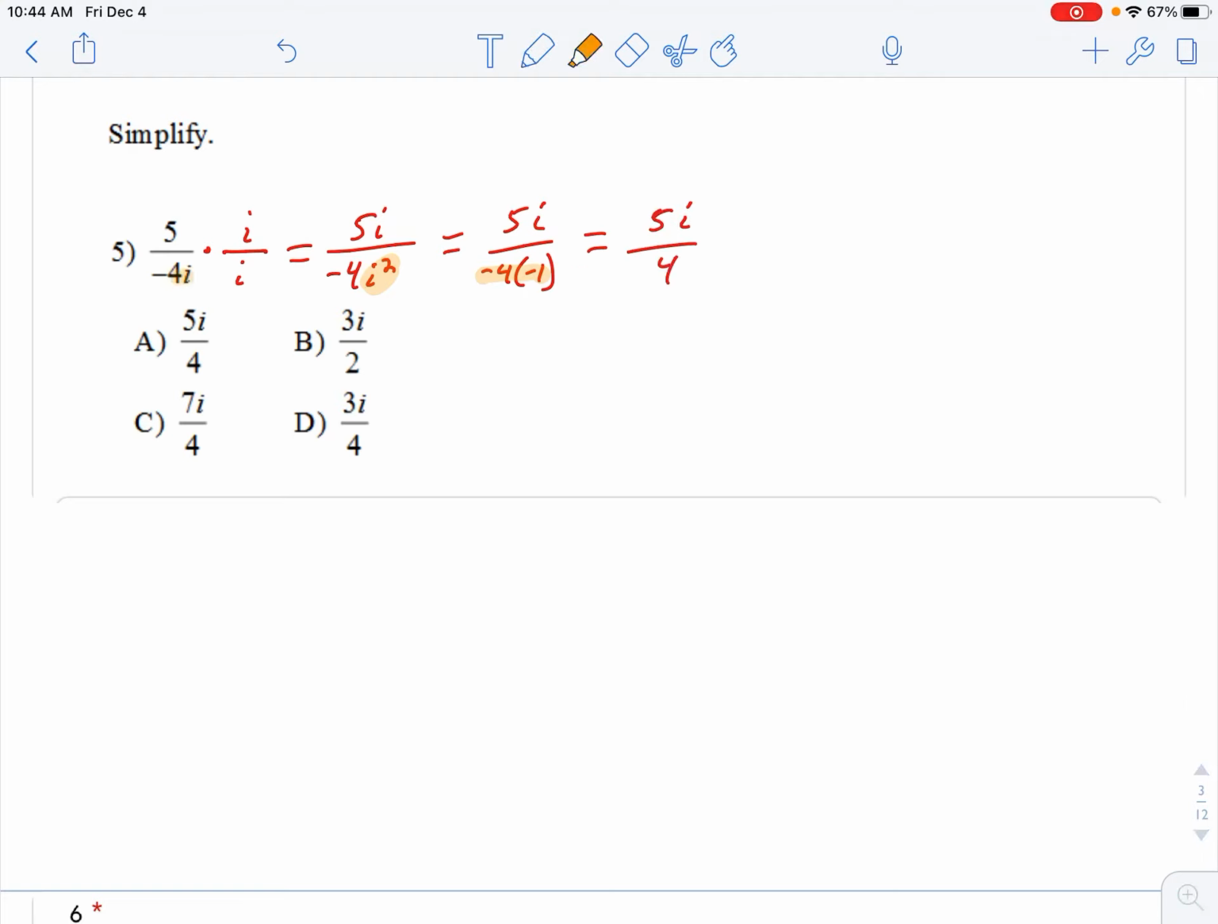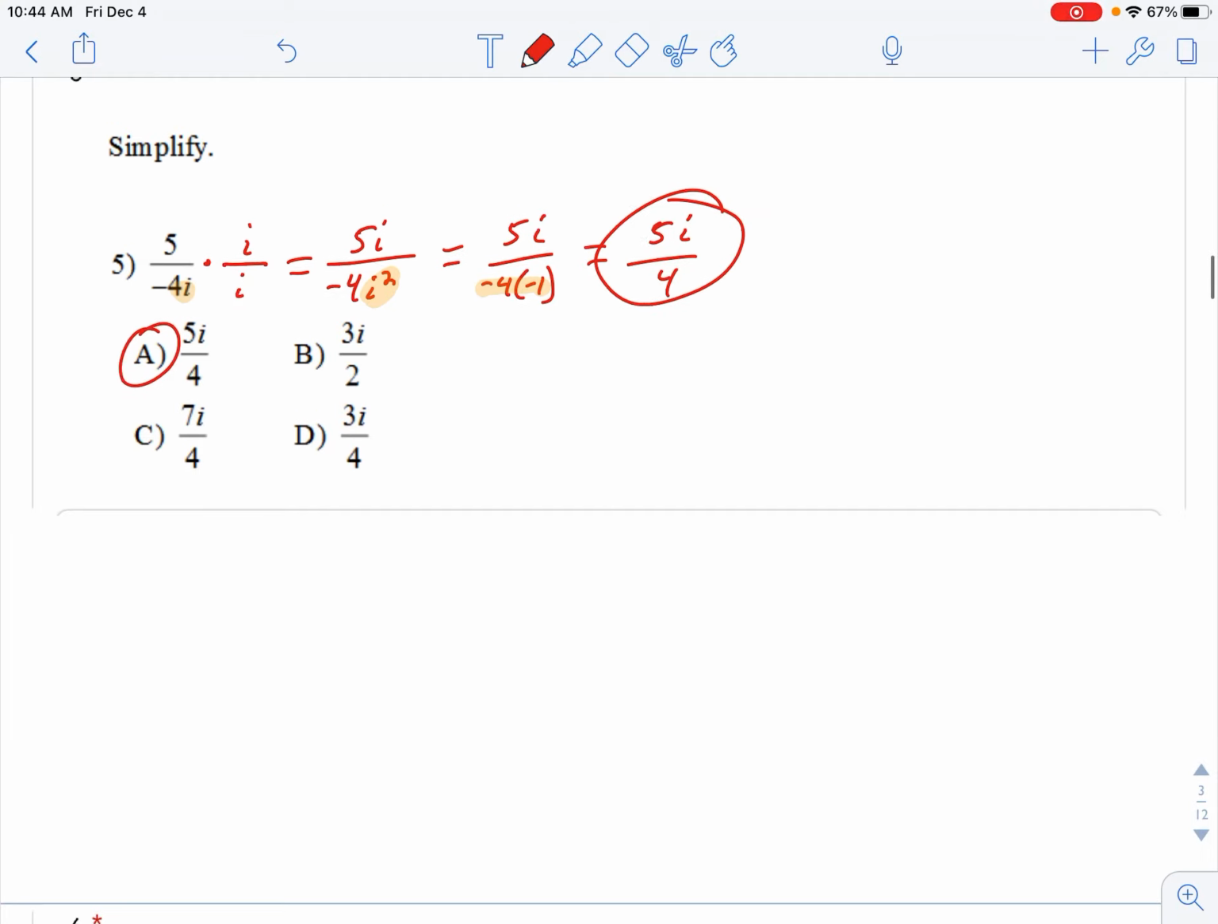Now there is no more i in the denominator, so this is done. This is the answer, and that is A.